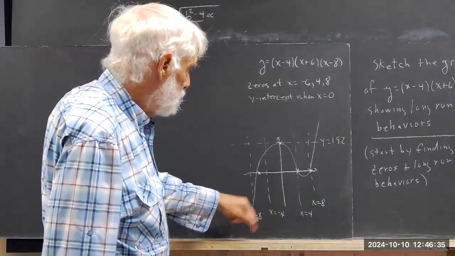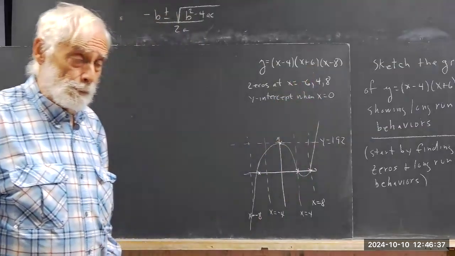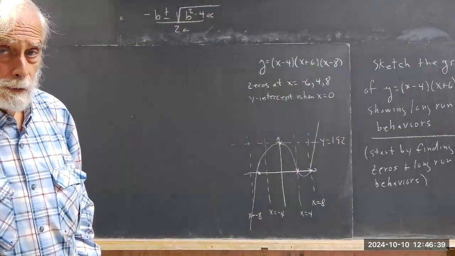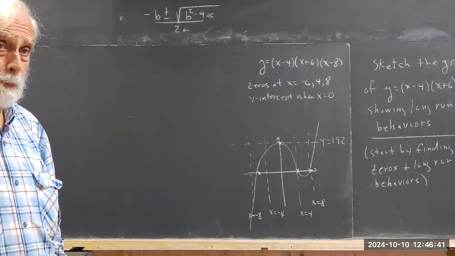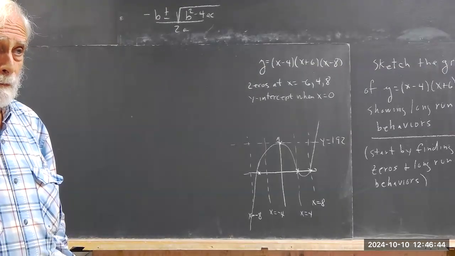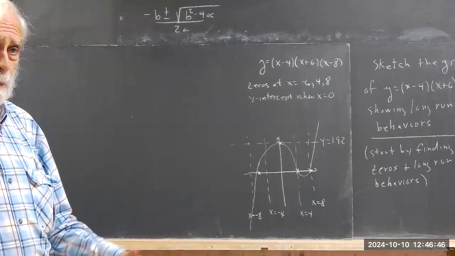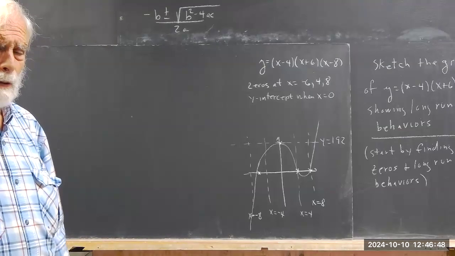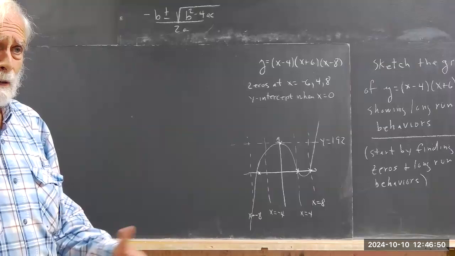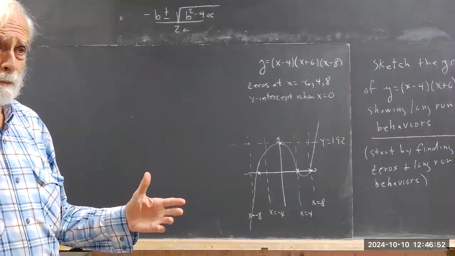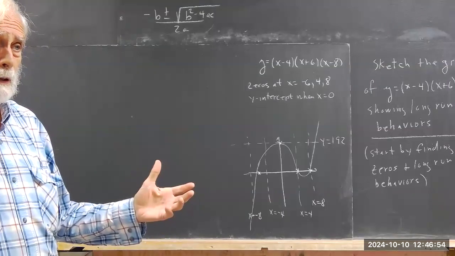Now, why does it go down here and why does it go up there? I don't know that your text and your open math materials told you why. I think they just said use some big numbers. Am I right about that? To get the long run behavior, you just assume some big numbers.